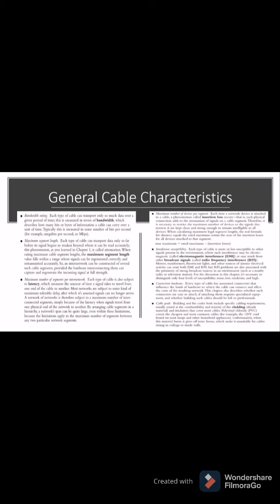So what is bandwidth rating? Bandwidth rating describes how many bits or bytes of information a cable can carry over a unit of time. Maximum segment length: when rating maximum cable segment length, the maximum segment length value falls within a range where signals can be regenerated correctly and transmitted accurately.